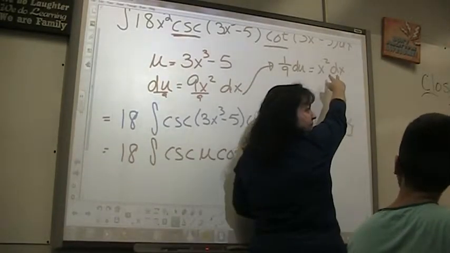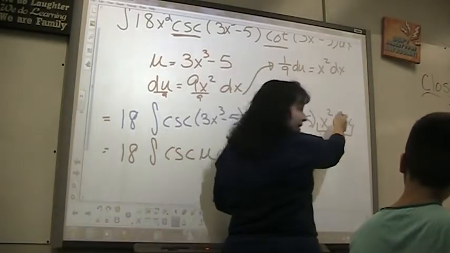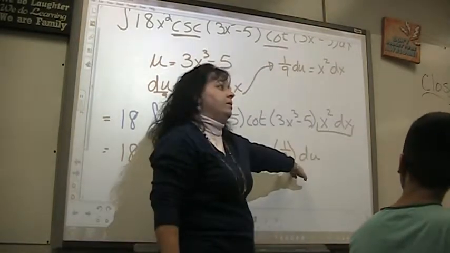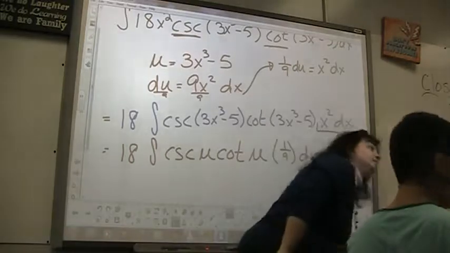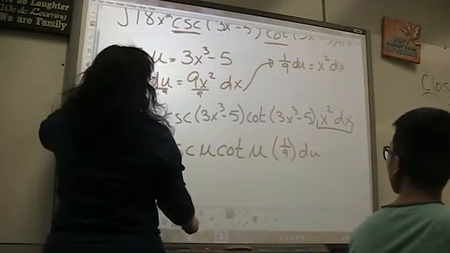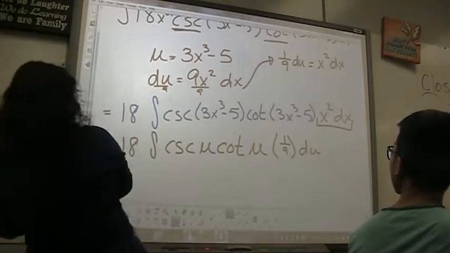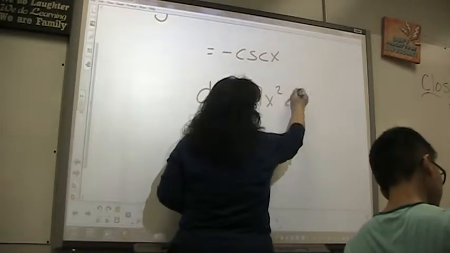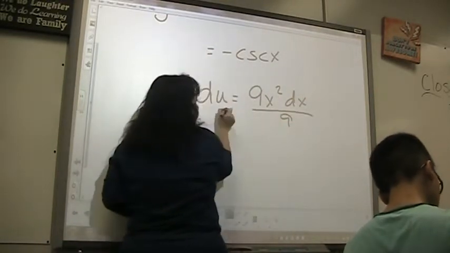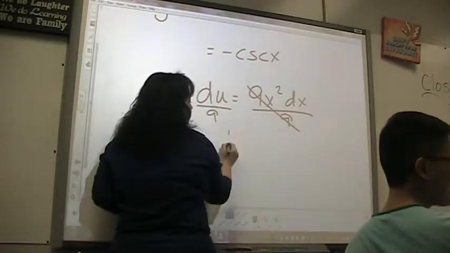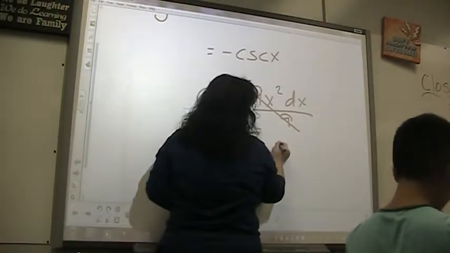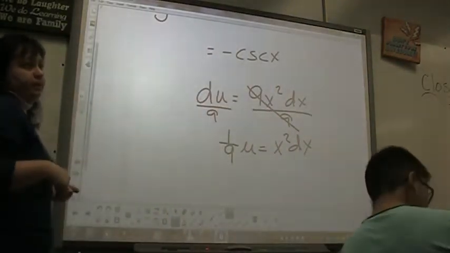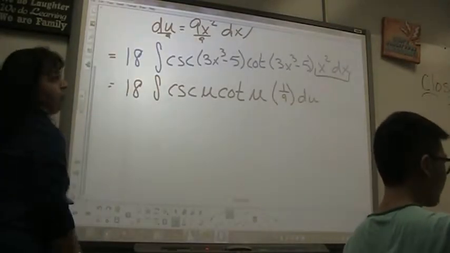Well, I can handle constants all day long. I can't handle x squares. So I replaced x squared dx with 1/9 du. That's what I did right there. I divided. Remember I had this situation, du equals 9x squared dx, right? I divided both sides by 9. So that left me with 1/9 du equals x squared dx. I had to move the 9 over. Any questions so far?